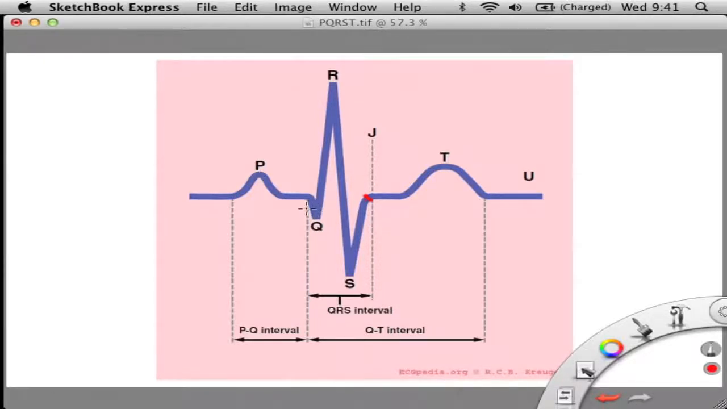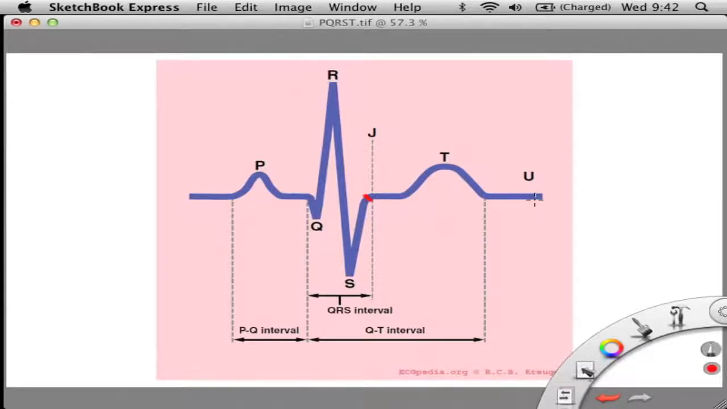Q wave is your first negative deflection off the isoelectric line after a P wave. R wave is our nice tall peaked one. S wave is the negative wave after the QR. Your J point is where your S wave comes back to the isoelectric line. And then your T wave is your nice gradual wave at the end of your form there.